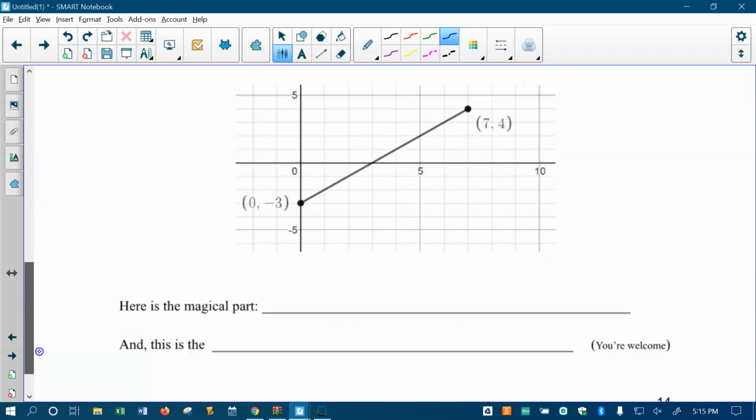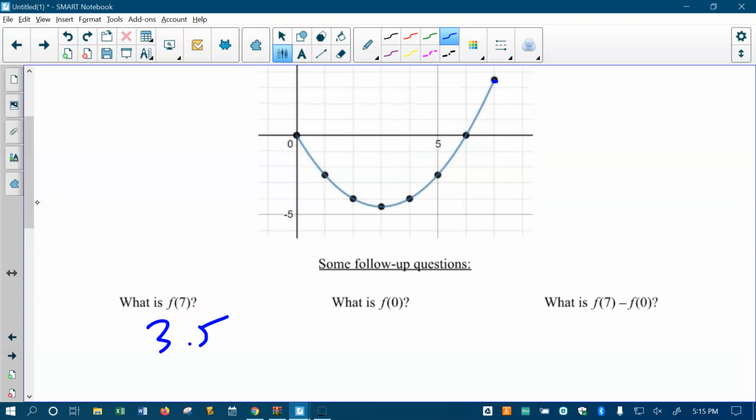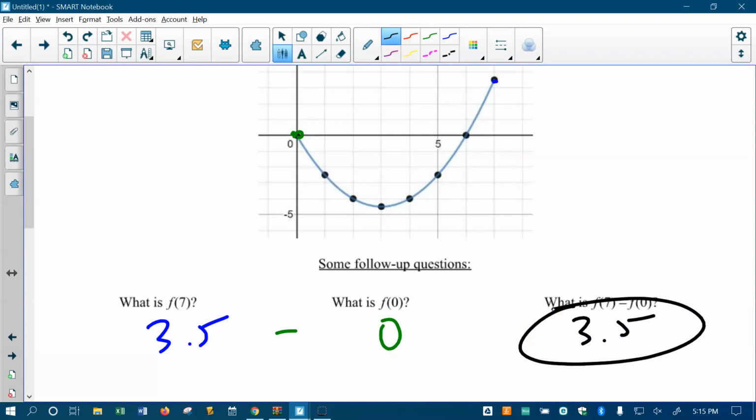This is on the next page if you haven't figured that out already, page 14. f of 0 looks like it's 0, so that's f of 0 in green here, looks like 0. And it asks me for f of 7 minus f of 0. f of 7 minus f of 0, if I subtract these two, is equal to a whopping 3.5. Not entirely magical.